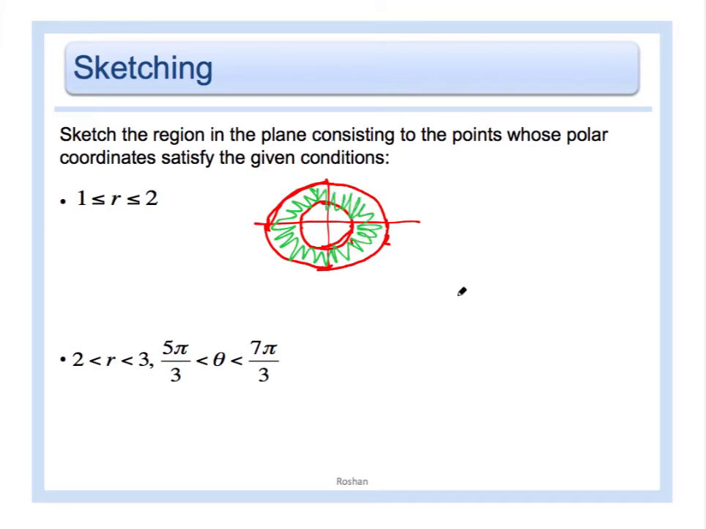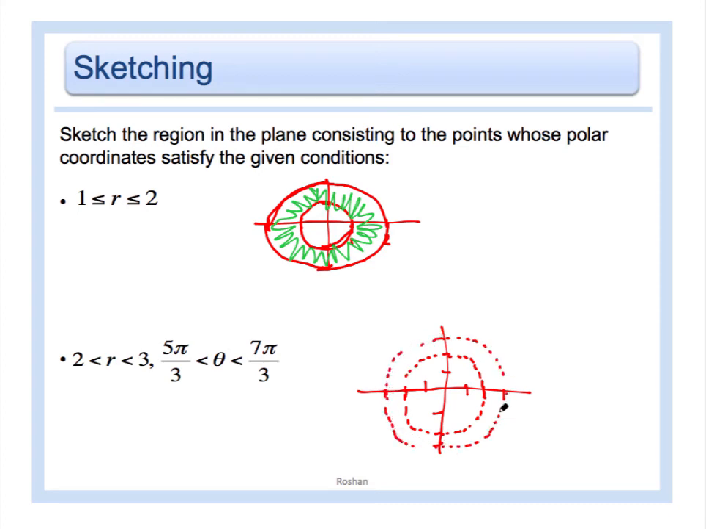That's it for that. The next one, let's start with the radius between 2 and 3. You'll see this one's non-inclusive, so I'm going to have dotted lines, whereas this one was included, so it's solid. So let's start with just those circles. And I'm going to just draw dotted ones because, again, it's strictly less than, not less than or equal to. Okay, that's good enough.